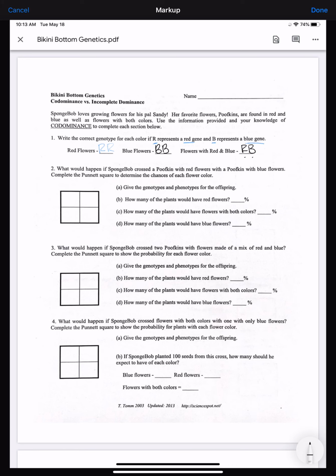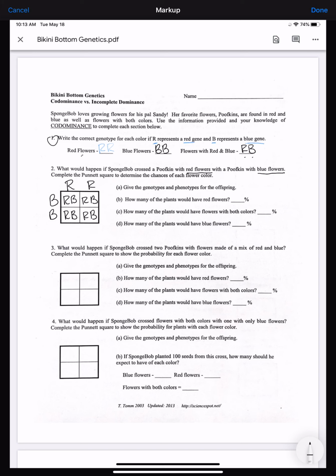All right, so we're going to use these genotypes in this question to fill out the rest of these Punnett squares. So it says, what would happen if SpongeBob crossed a pumpkin with red flowers with a pumpkin with blue flowers? So we're going to look at these genotypes. So the red one is R, and the blue one is B. And so I fill it in. So I drop it down, pull it over, drop it down, pull it over, drop it down, pull it over, drop it down, pull it over.